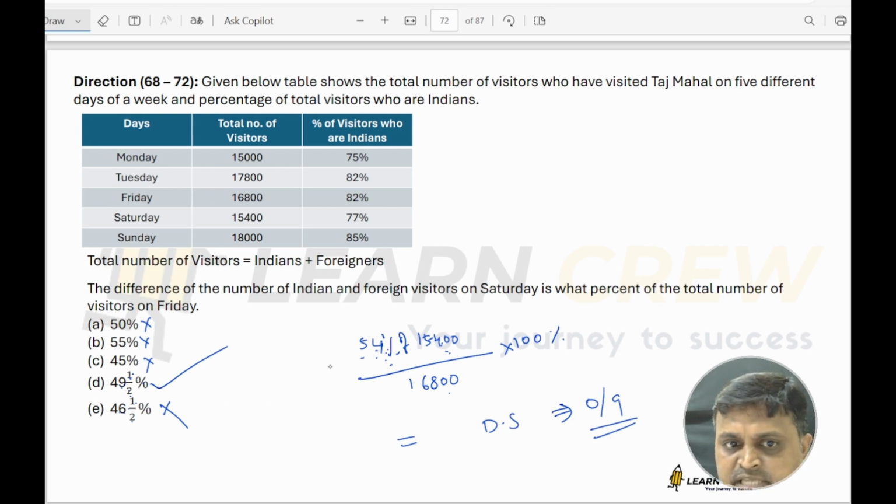So with the help of the digital sum, you can save time. So the answer here is D. Simplifying this value, dividing by this into 100, anybody can do. Okay.